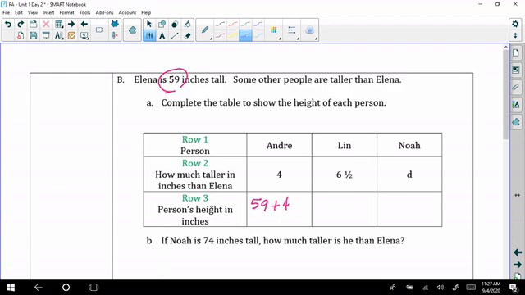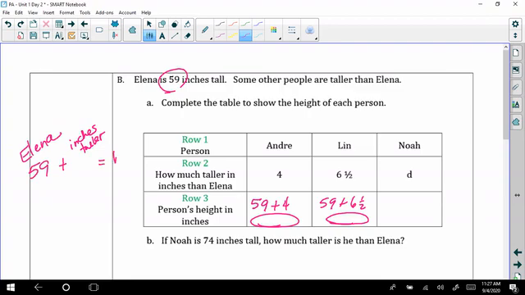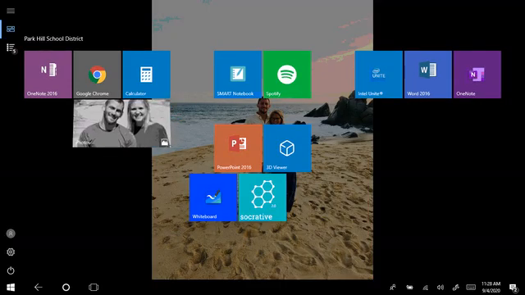And then Elena is 59 plus, hopefully you got 6.5. And then you can give me your answer. So make sure you give me your answer down here. And then give me this one as well. So what I'm doing is the 59, which is Elena, plus inches taller equals height, or person's height.